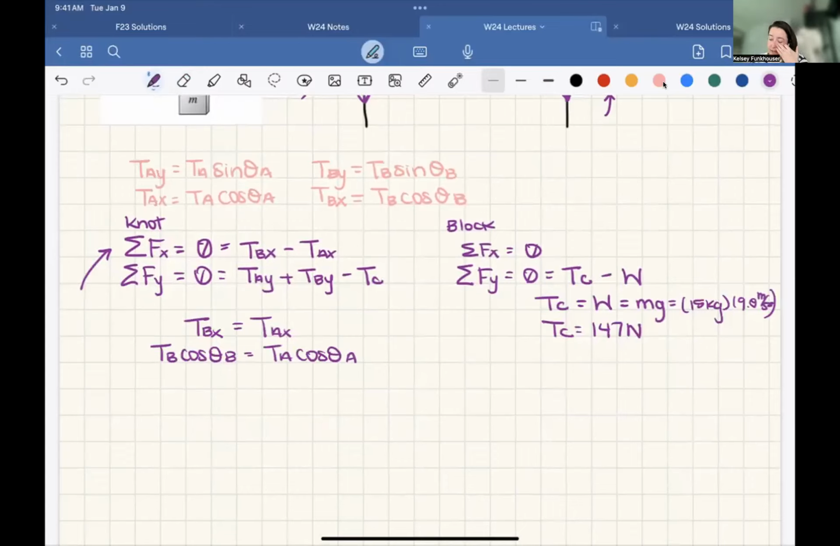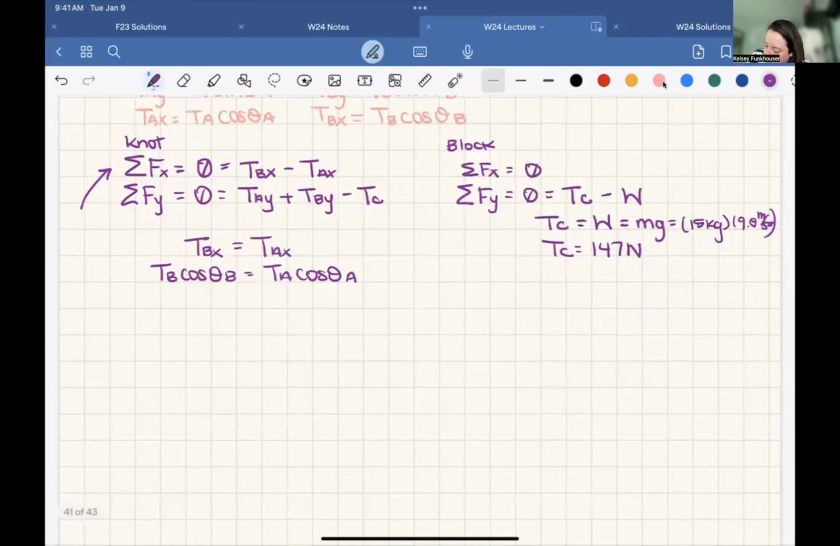Okay, and from this we can actually get an equation for the tension in rope B in terms of the tension in rope A. So we might as well do that because it will come in handy in a moment. TB equals TA cosine theta A over cosine theta B. That's just dividing by cosine theta B on both sides. Okay, that's a helpful relationship. And then we have this equation here.